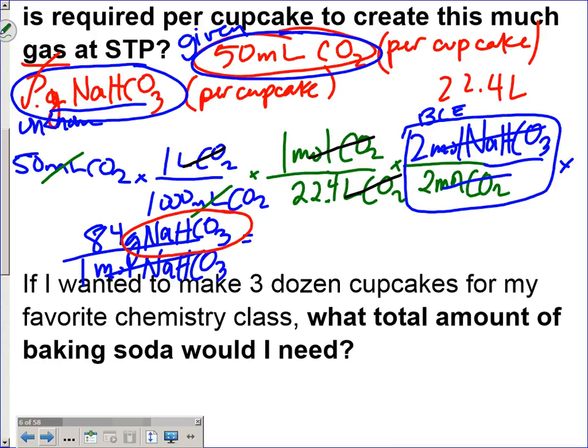Anybody got an answer for me? Say it again. 0.1875. What are the units? Grams of sodium bicarbonate.